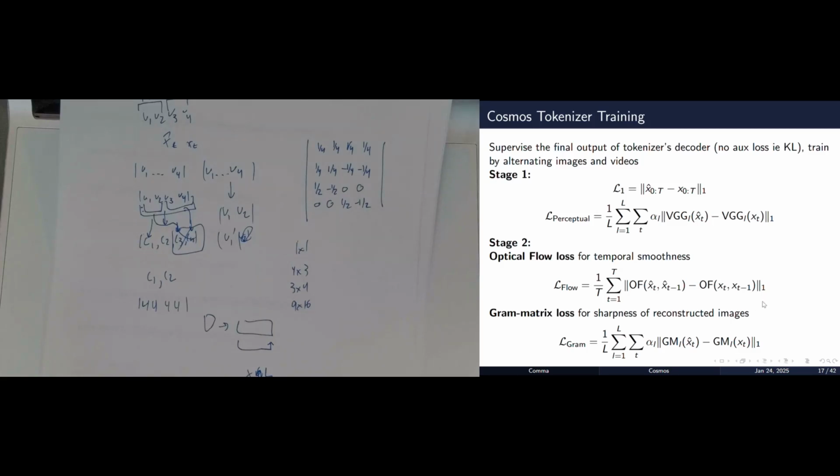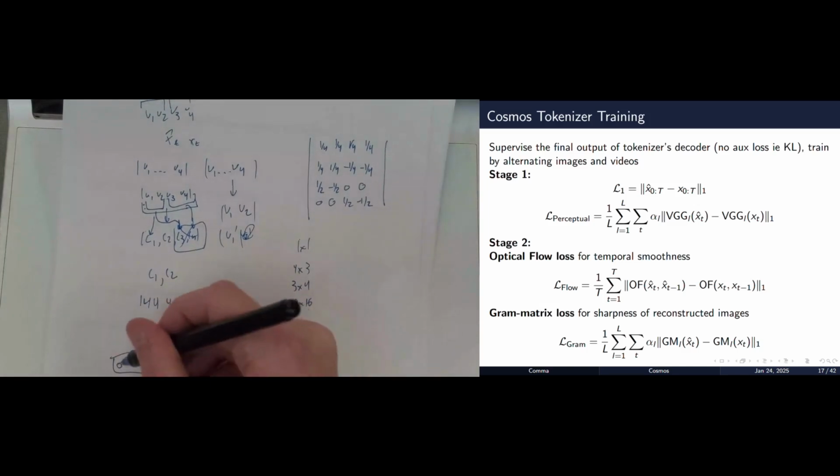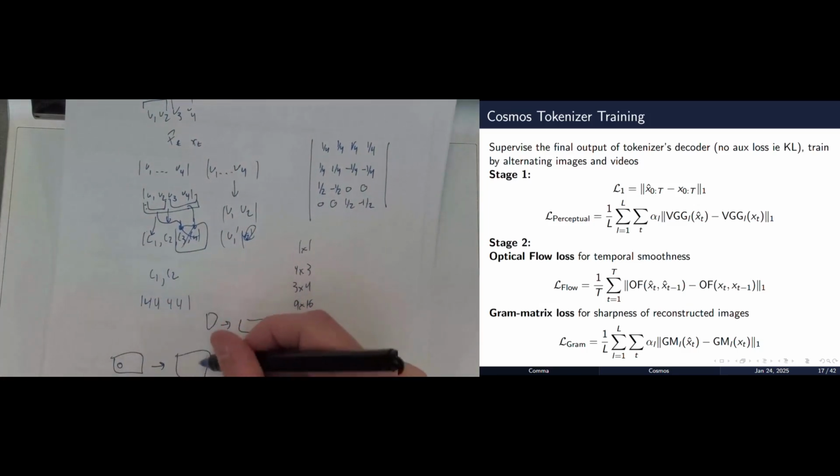Yeah. Okay. On top of this, we have an optical flow loss. Optical flow is basically, if I have an image with a circle here, and an image with a circle here, I want to make sure that that's consistent. And finally, there's also just some loss for reconstruction of images.